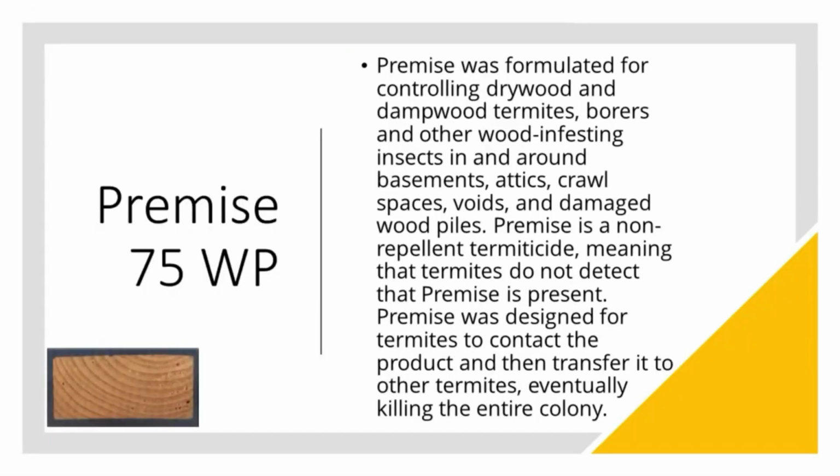Premise 75WP. Premise was formulated for controlling drywood and dampwood termites, borers, and other wood-infesting insects in and around basements, attics, crawl spaces, voids, and damaged wood piles. Premise is a non-repellent termiticide, meaning that termites do not detect that Premise is present. Premise was designed for termites to contact the product, then transfer it to other termites, eventually killing the colony.